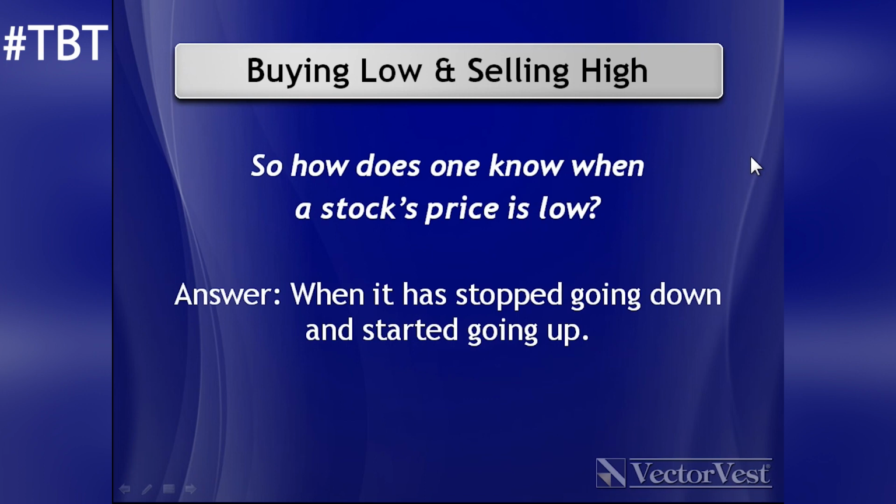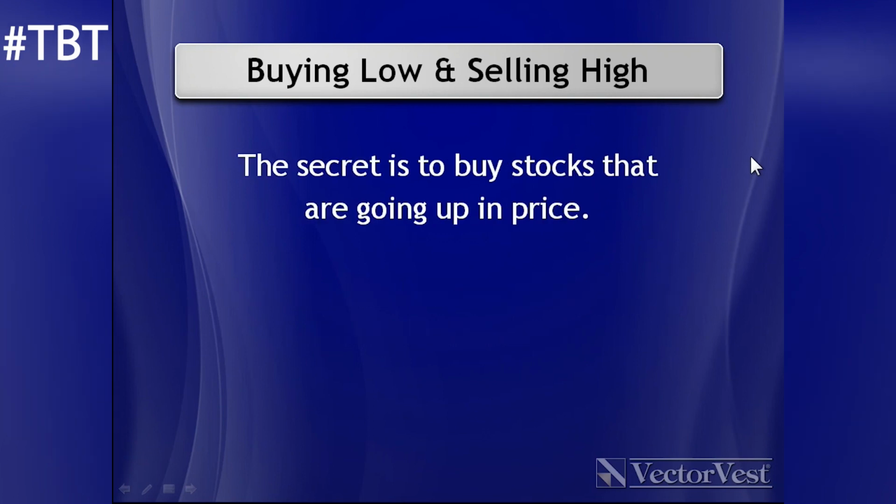So how do we know when a stock's price is low? The answer is simple: when it has stopped going down and started going back up. And so we're going to show you how you can use VectorVest to make this determination. How you can figure out when stock prices have stopped going down, started going back up, and the likelihood is that they keep going up. The secret is to buy stocks that are going up in price.